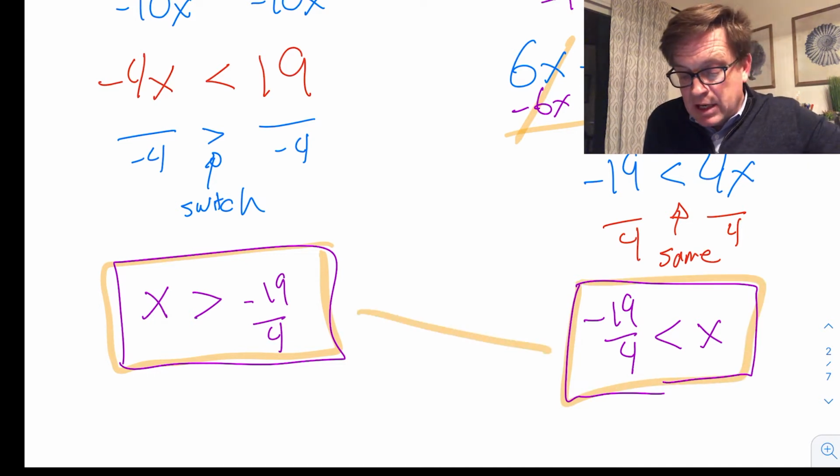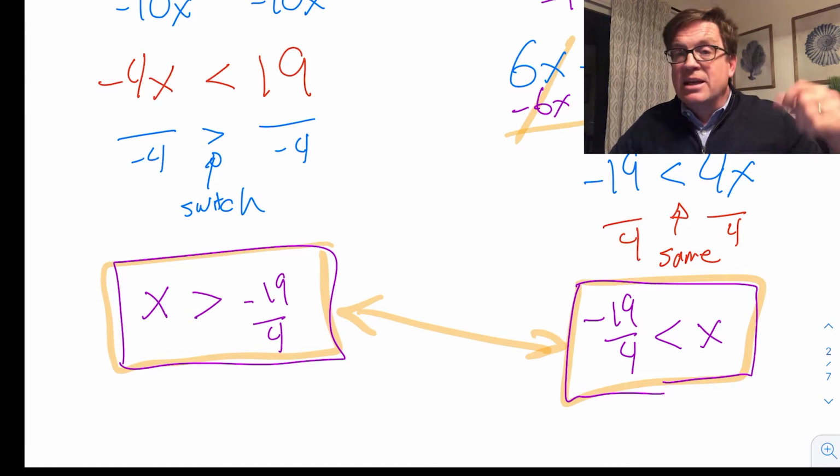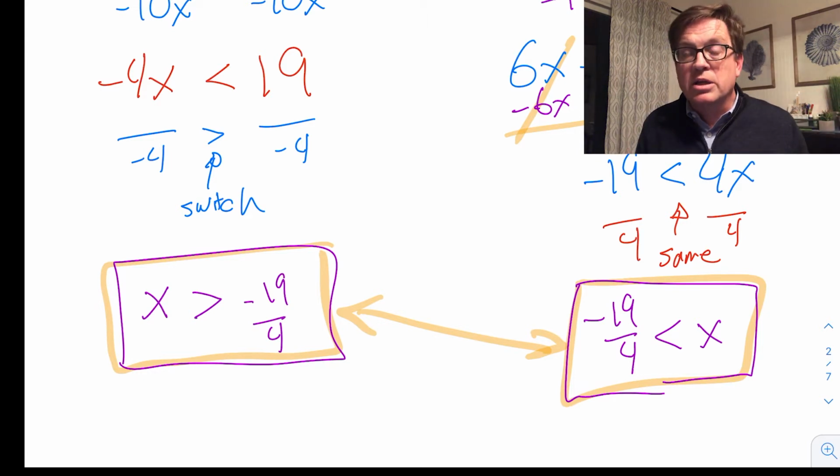And if you think about it, these two inequalities are saying the same thing. Either x is greater than -19/4, or -19/4 is less than x. That's like saying I'm taller than my son, and it's the same thing as my son is shorter than I am. Those inequalities, if you say them in the opposite order but change the less than to a greater than, they're both equivalent.